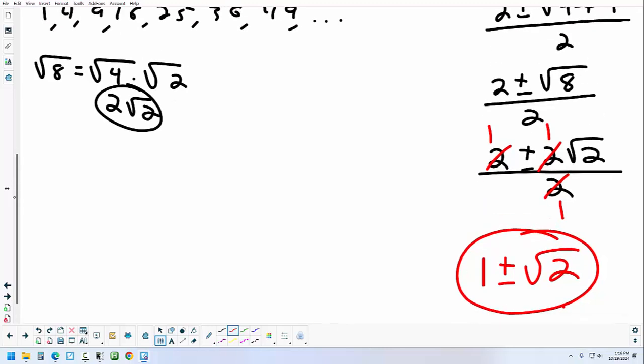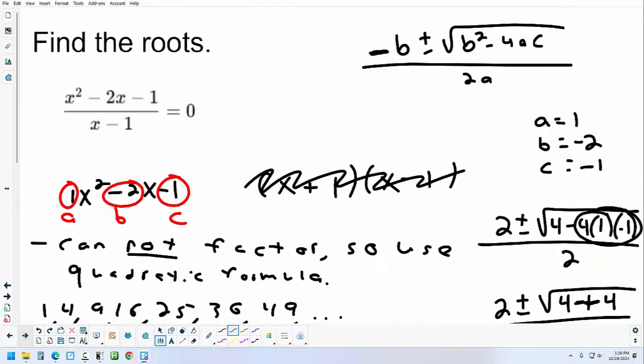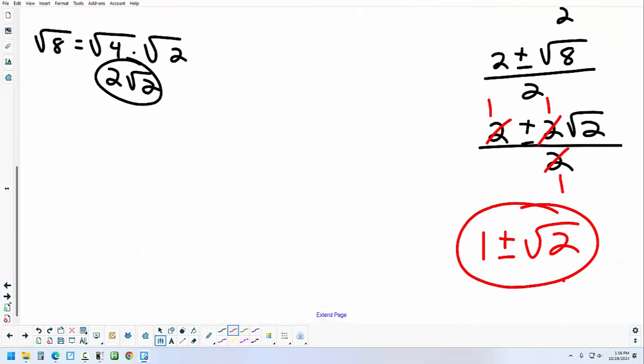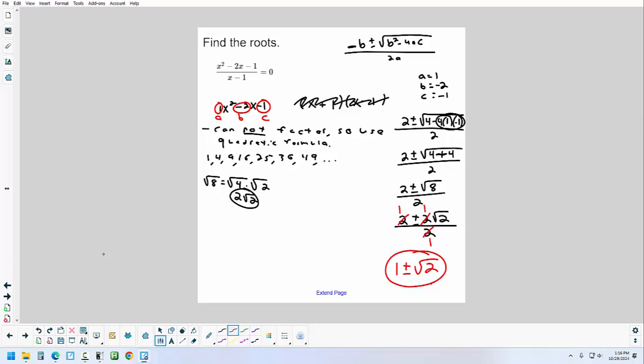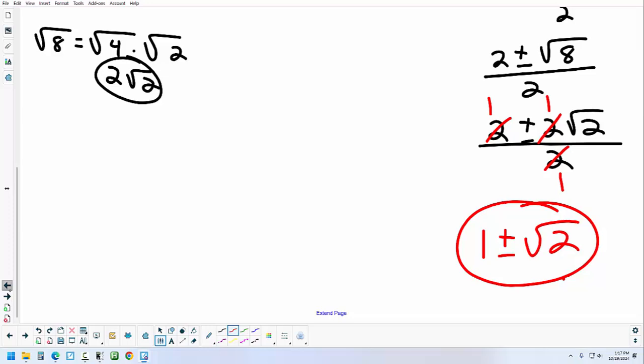Okay, any questions on solving a quadratic with factoring and then solving a quadratic with the quadratic formula? Student: Do you have to check the quadratic formula after? No, I don't have to check that one, because I can tell by looking that there's only one number I can't use right here. What number are you not allowed to plug in there? You can't plug in 1. And that's not the number 1. That's 1 plus the square root of 2 and 1 minus the square root of 2. So that's it.